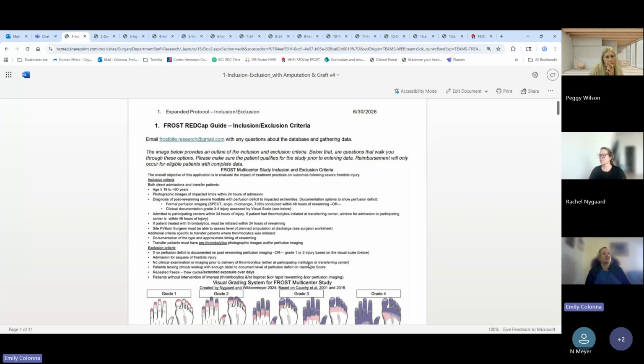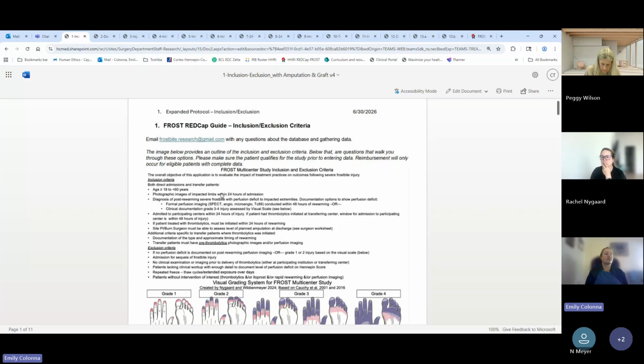So with the inclusion-exclusion criteria, the overall application of this project is to evaluate the treatment of severe frostbite injury. So the patients need to be 18 to 59 years old. They need photographic images of the impacted limbs within 24 hours of admission. They need a diagnosis of post-rewarming severe frostbite with a perfusion deficit.